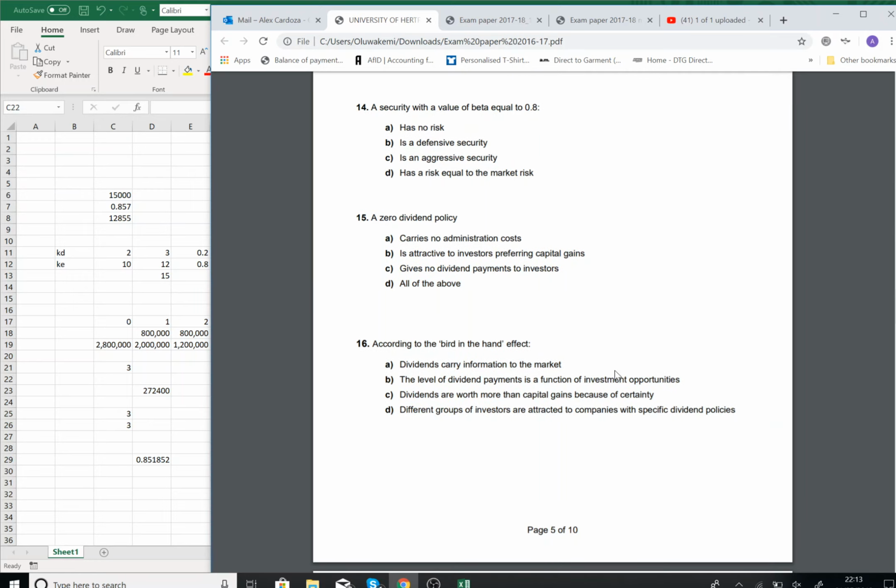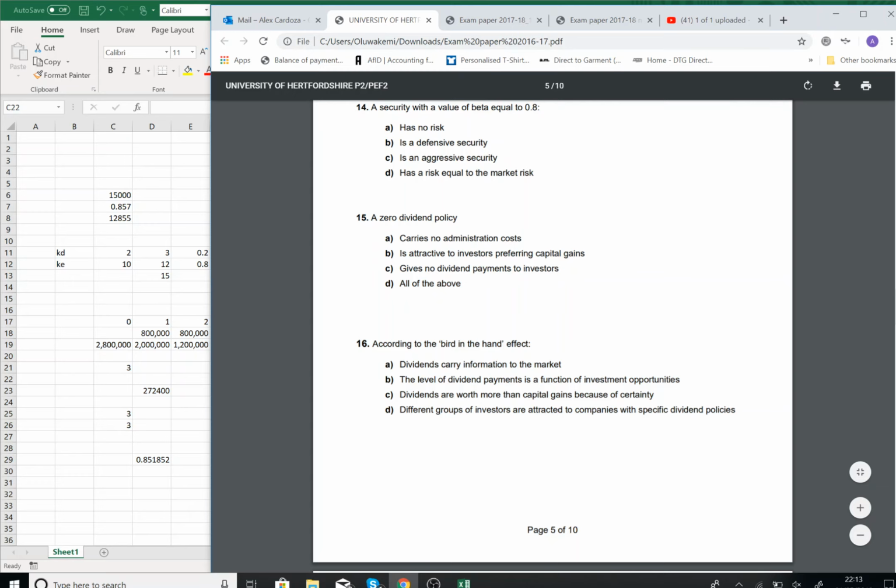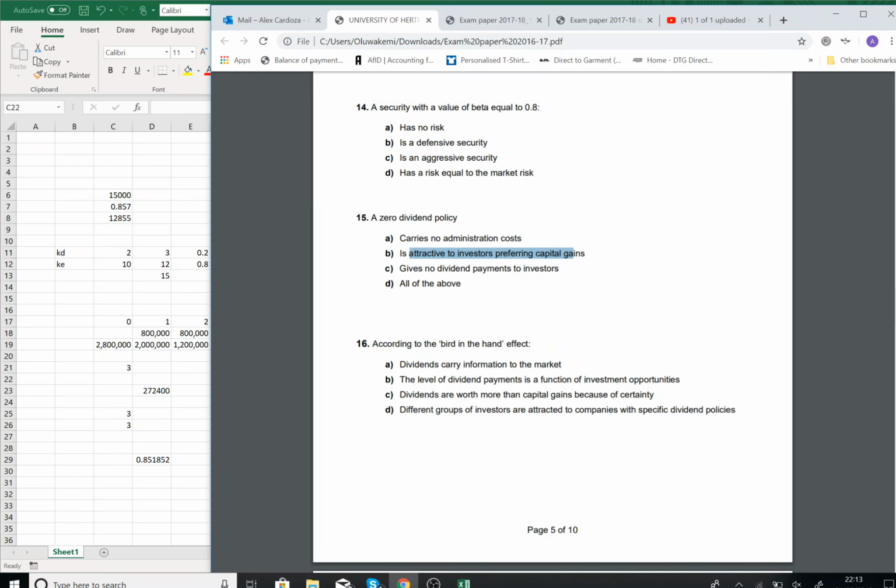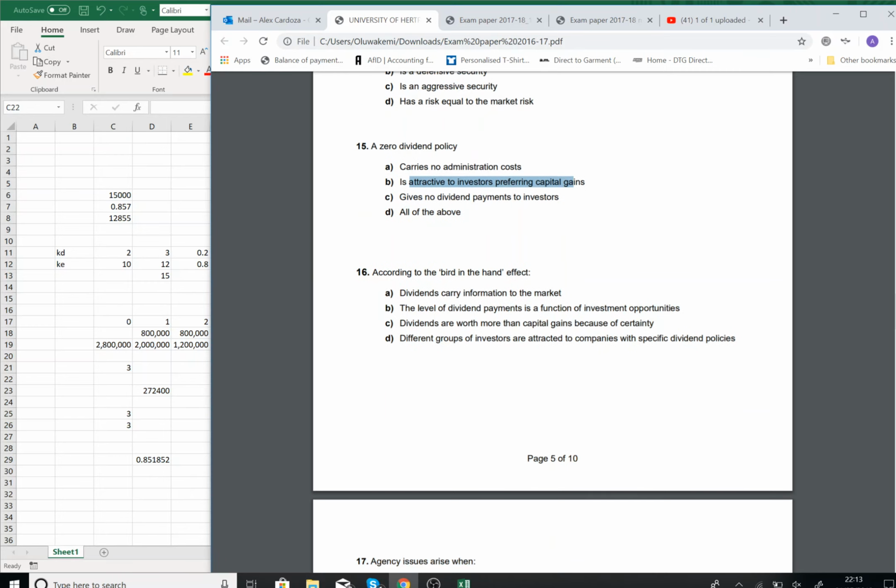is all of the above, because we know that B and C are correct, because it gives no dividend payments to investors and is attractive to investors preferring capital gains. Generally, when a company pays zero dividends, it's because they have lots of projects that they're investing in and generating a higher return. So that gets reflected in the share price. Okay, so those people that prefer capital gains will prefer a zero dividend policy.